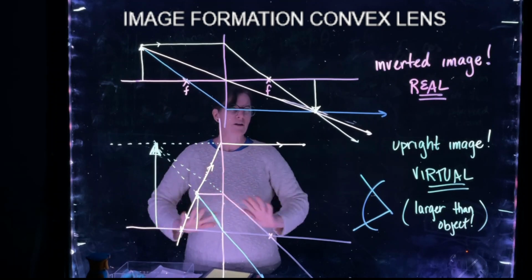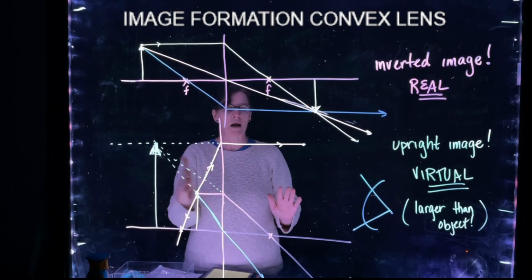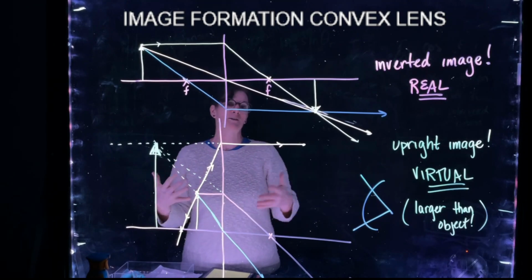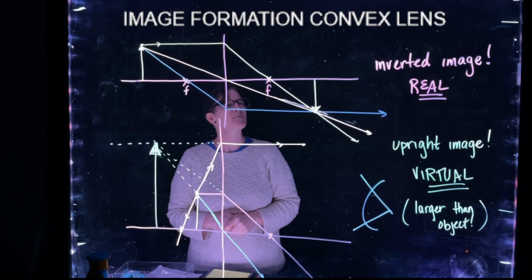All right, so that's our conceptual image formation. Practice this, move your object around, practice this ray tracing. And in a subsequent lecture, you can look for it, we'll do the mathematical representation of image formation in convex lenses. All right, good job.